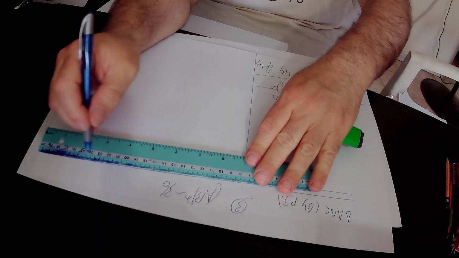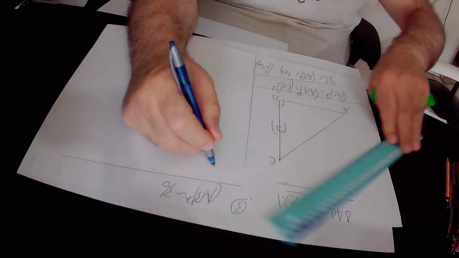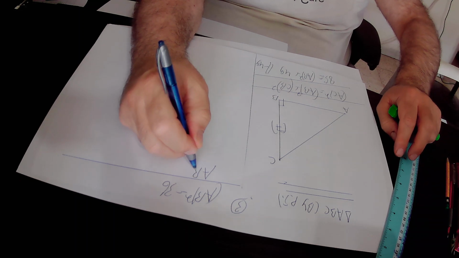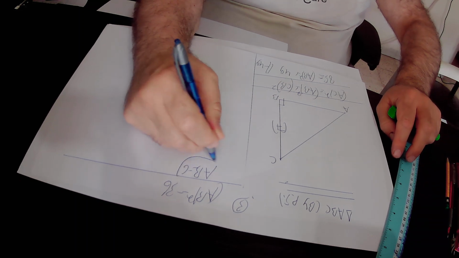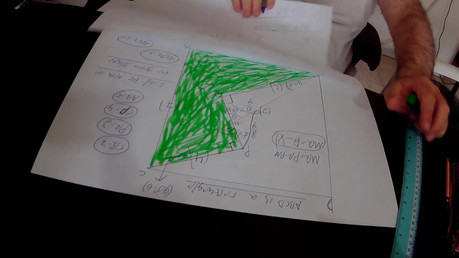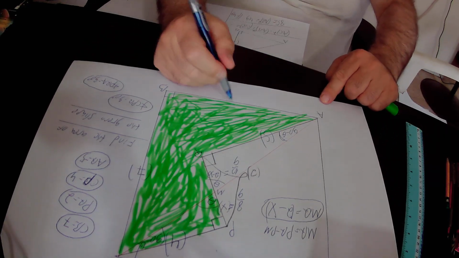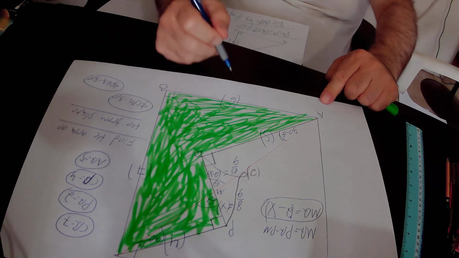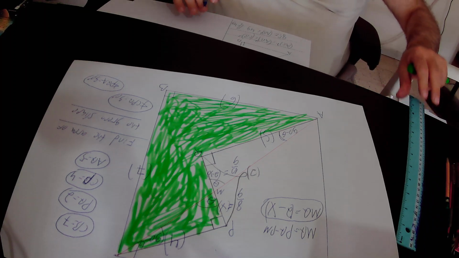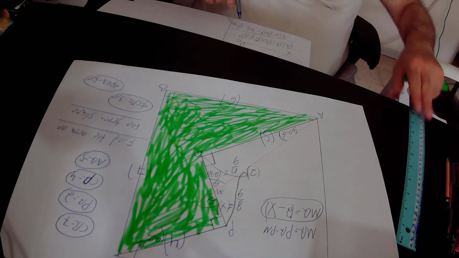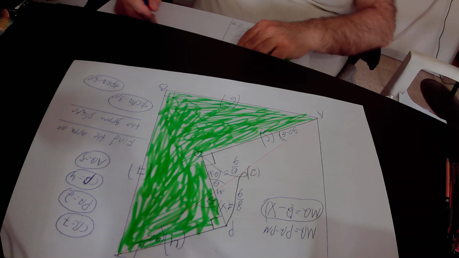We take the root of this equation, and we get that AB equals the square root of 36, that is 6. So this is side AB, which equals 6 units in its length. Our mission is to find the area of this green shape. So what is the area of the green shape?